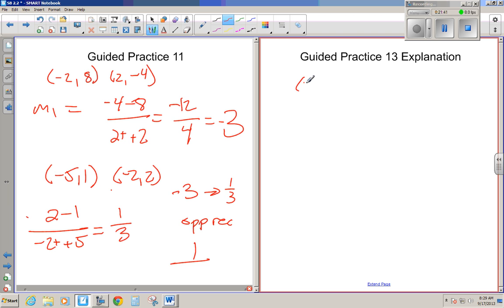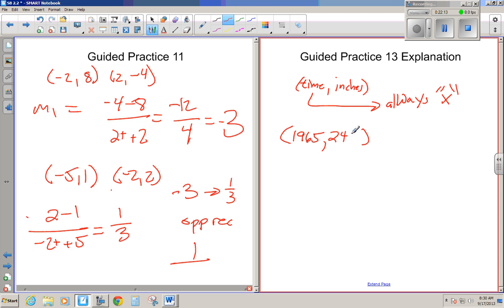All right. So, time should always be your x, and the other one is inches. So when you look at this, you've got 2 points. You have a year, 1965, and inches for that year, 248. You have another year of 2005 and another inches of 251.